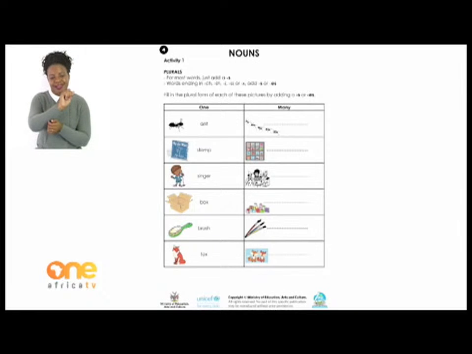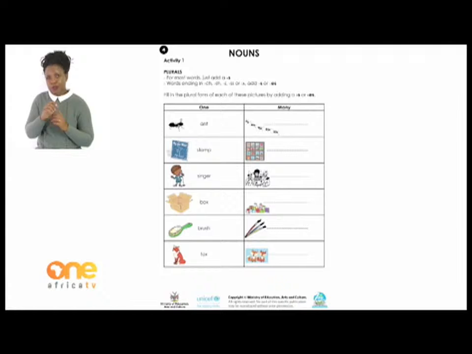Ants. That's the example that we are going to do together. If you look at the pictures, it's no longer one ant, there are many. The plural of ant, Chanel? Yes, it's ants, right? Stamp, singer, box. Remember the rules for nouns ending with X, SH, and CH.